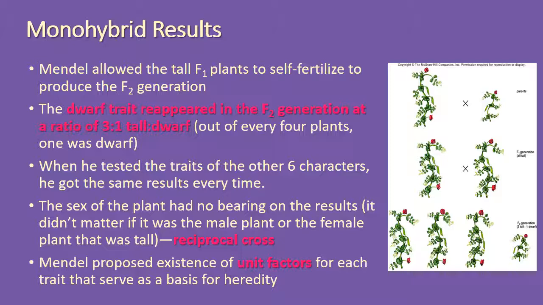Now, we'll see later on in the semester that for some traits it does make a difference if it's male or female, but for the traits that Mendel studied, that wasn't the case, which is probably a good thing, because that would have just made it confusing for him. So he proposed the existence of these unit factors, which we call genes, but at the time he didn't know anything about DNA or chromosomes or anything like that. So he used the term unit factors to describe some physical entity that's getting passed down from parent to offspring, and that's serving as the basis for heredity.